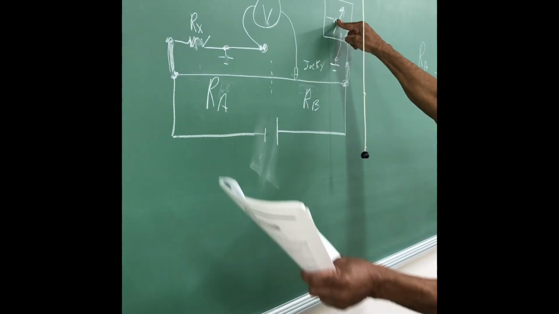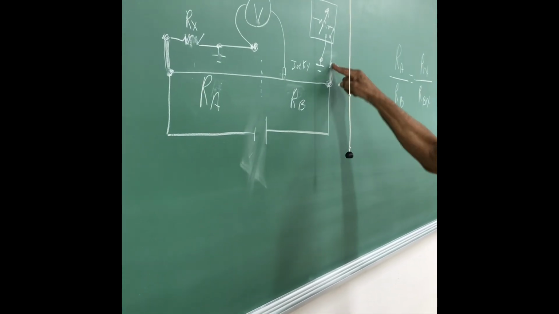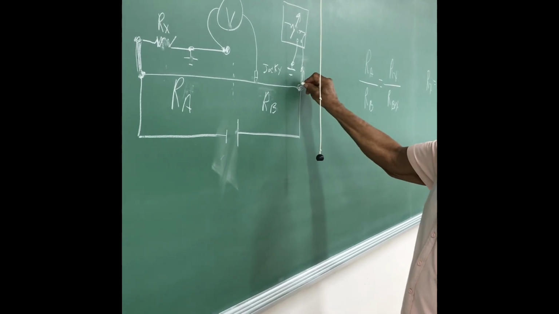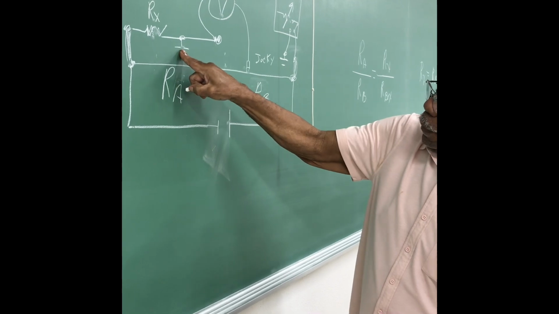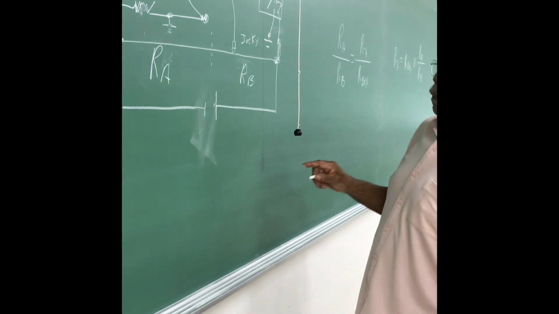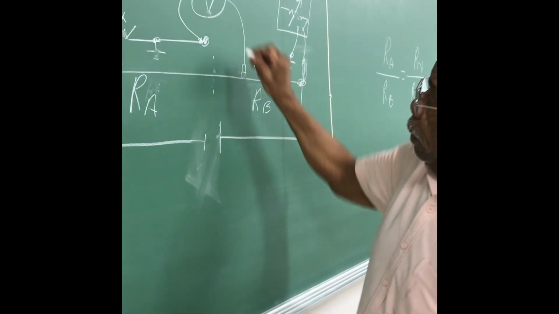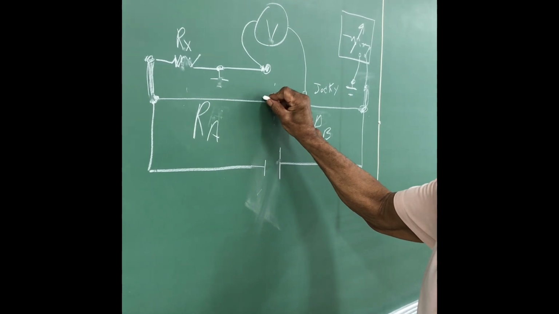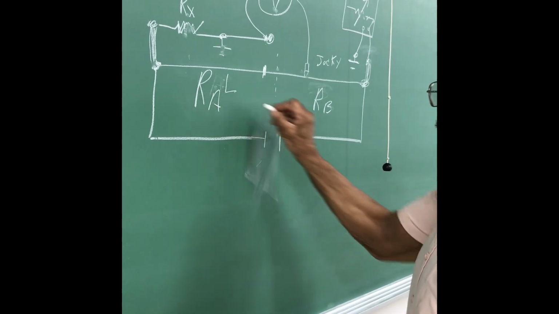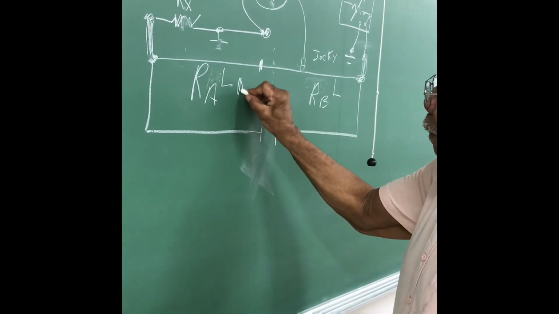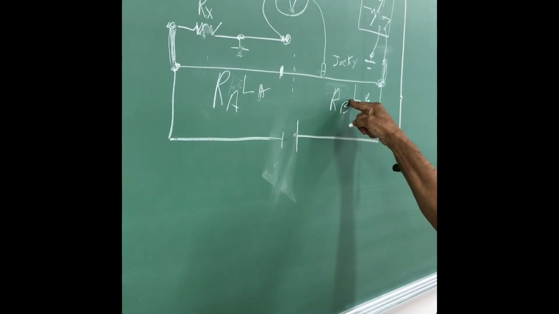And our resistance box, which is representing this variable resistor, is hooked to the positive end of the battery and the ground, just like RX is hooked to the ground. And so when we jockey along here, we'll jockey until we get 0. Then we'll measure these two lengths, LA and LB, and we'll relate these lengths to the resistors.